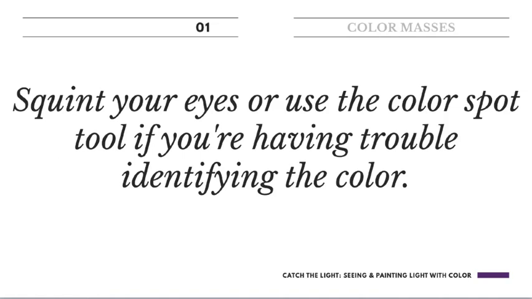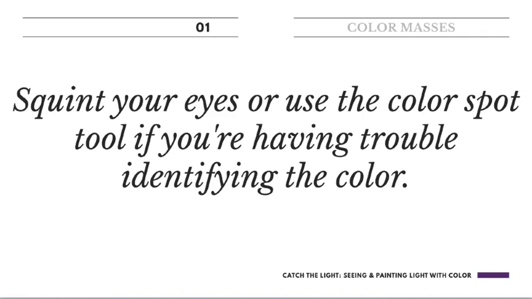Third, I want you to squint your eyes or use that color spot tool if you're having any trouble at all identifying the color. Trust your gut. Your gut is usually right. Try to let go of the objectness of what you're looking at. And some ways to do that are to squint your eyes so that you are simplifying the details, or to use the color spot tool. And remember that the color spot tool is simply a piece of cardstock with a hole punched in the center of it. That cardstock could be about 2 by 3 inches.